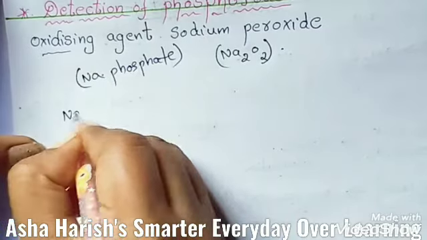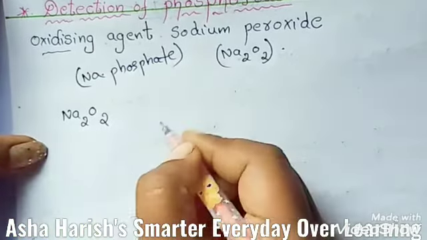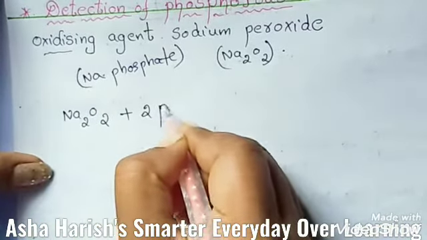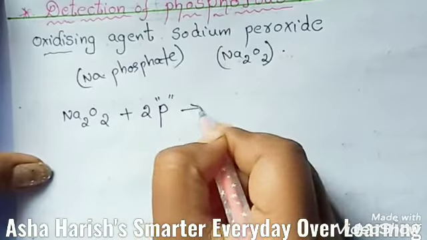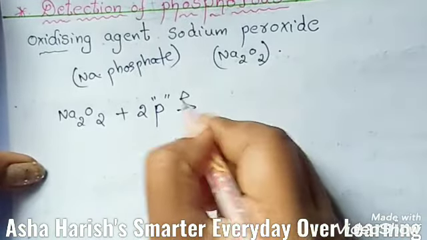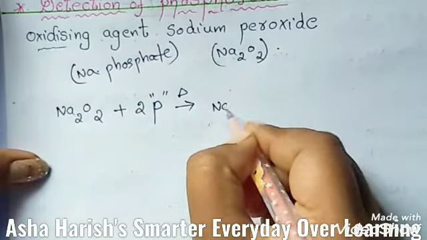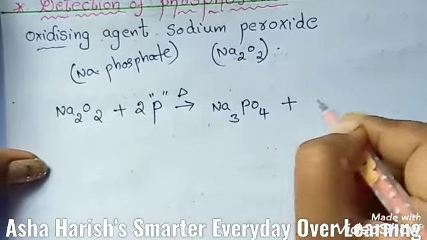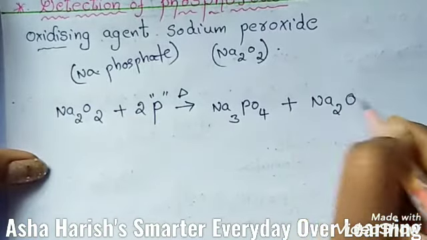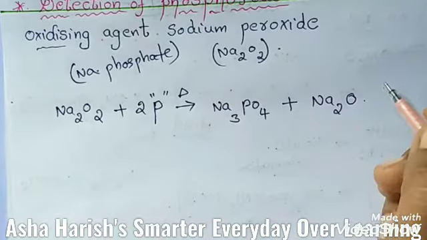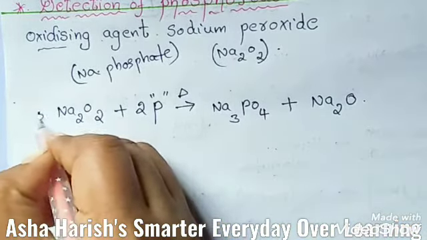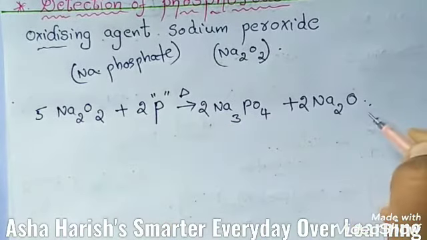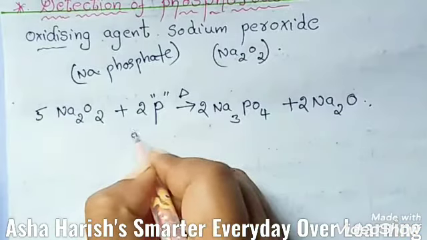If you take Na2O2, sodium peroxide, the oxidizing agent, and add the organic compound which contains phosphorus, then on heating we get Na3PO4, sodium phosphate, and Na2O. While balancing the chemical equation, here 5, here 2, here also 2, here also 2. The phosphorus is from the organic compound.